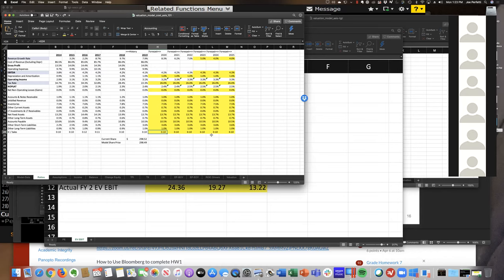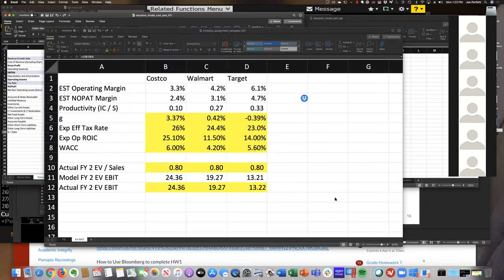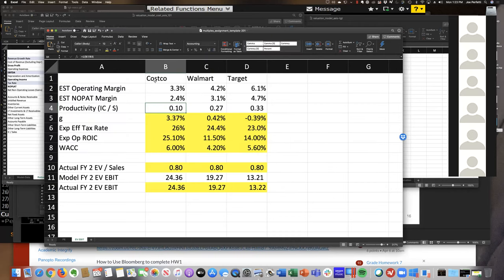So for your homework assignment, this is what you're going to do. Same process, filling out this spreadsheet for the data for, instead of Costco, Walmart, and Target, it's going to be Starbucks, McDonald's, and Yum Brands. And Yum is, again, Taco Bell, KFC, and Pizza Hut. Okay. So basically, you're going to explain premiums or discounts.